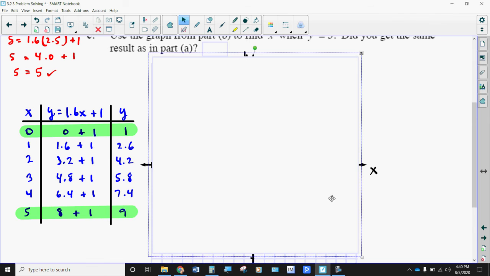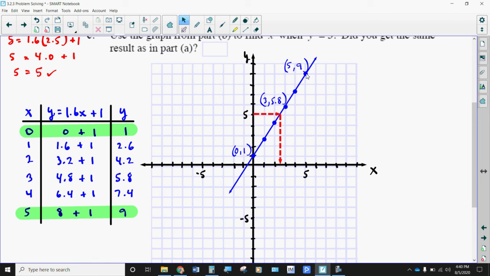Okay, so let me give you the graph as I see it. I plotted the 5, 9 here and the 0, 1 here, and then I connected those 2 points, and then each one of those falls right into place. Where x is equal to 2, plug that in. Does that look like 4.2? Yeah, that's about 4.2. Where x is equal to 3, does that look like it's about 5.8? Yeah, it does look like 5.8. So I feel very comfortable that that graph is perfect, okay?